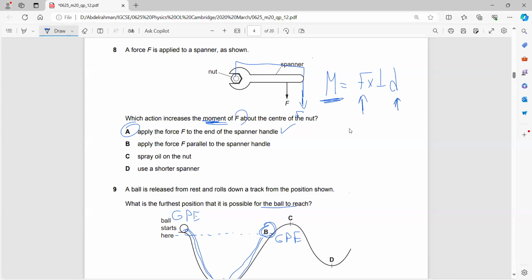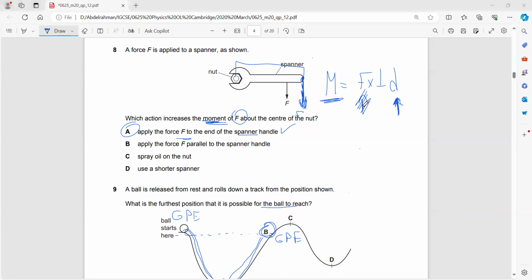He said that the force is F. You cannot, in this case, increase the force F. So the only solution would be to increase the distance. How can I increase the distance? By applying the force to the end of the spanner. If you apply the force at this point, what will happen? The moment will increase.